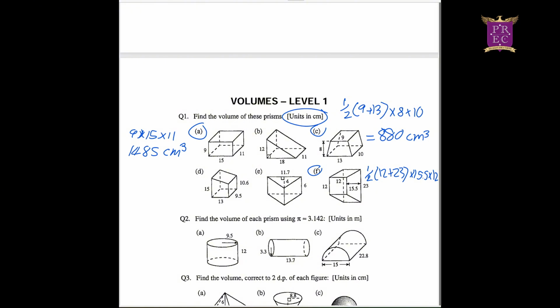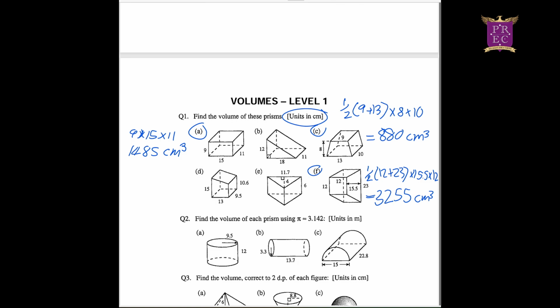All right, let's put this in the calculator. Let's do the brackets first. That would give us 35 divided by 2 times 15.5 times 12. Should give you 3,255 cubic centimeters. All right, and that's it. That's the first one.